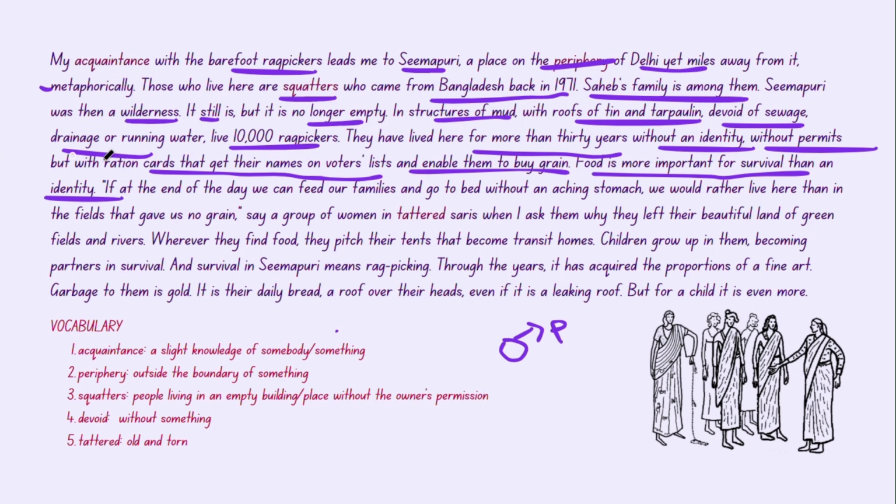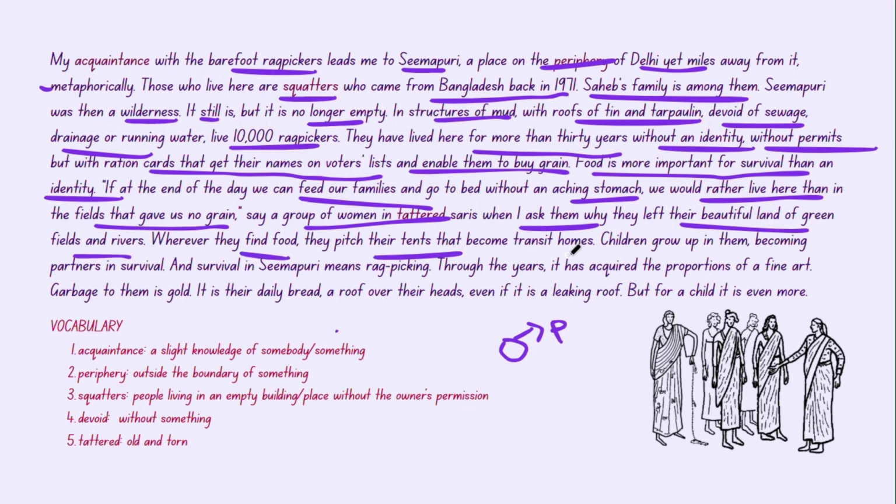If at the end of the day we can feed our families and go to bed without an aching stomach, we would rather live here than in the fields that gave us no grain, say a group of women in tattered saris when I asked them why they left the beautiful land of green fields and rivers. Wherever they find food, they pitch their tents that become transit homes. Children grow up in them, becoming partners in survival. And survival in Seemapuri means rag picking.